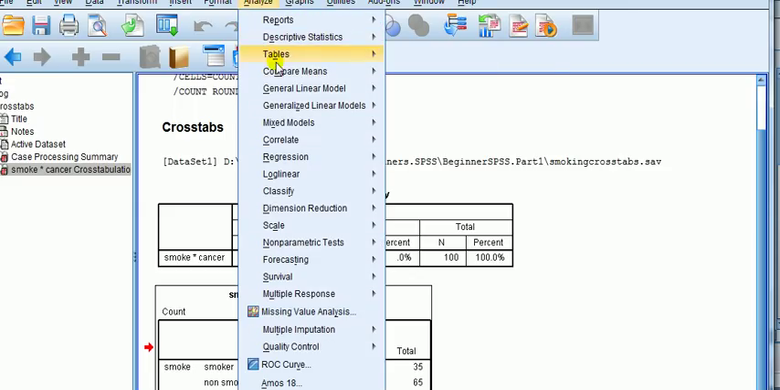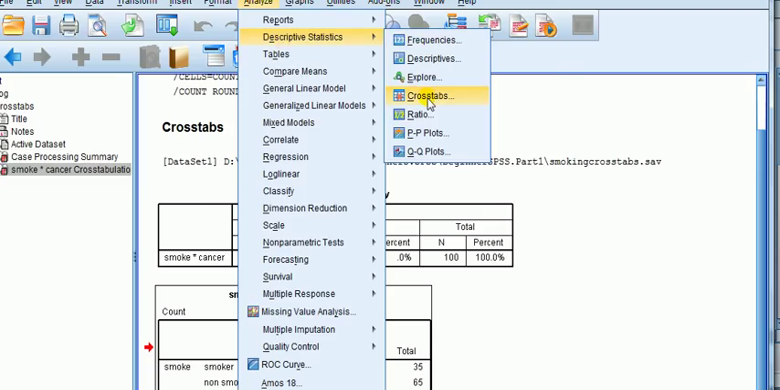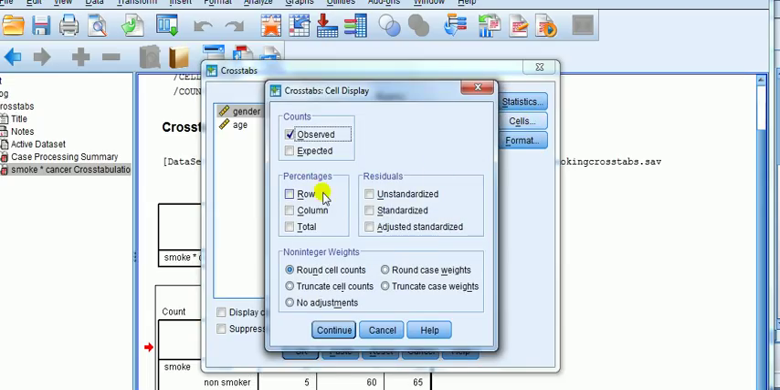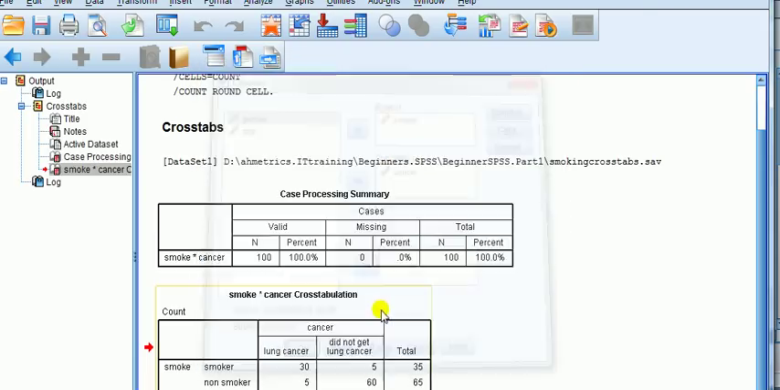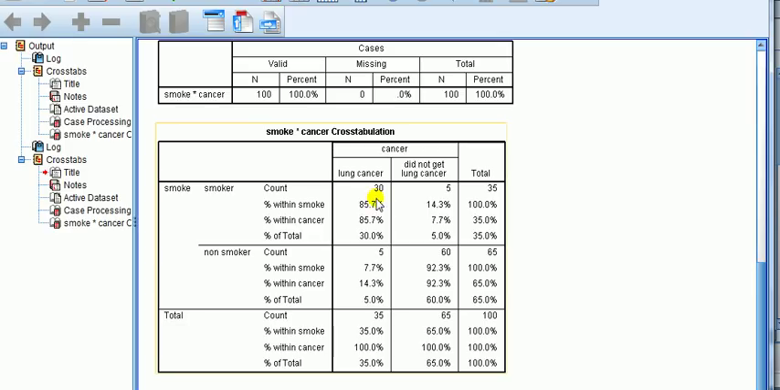go to Analyze. Again, where is it? Descriptive Stats, Crosstabs. And now we click on Cells, Percentages. Let's get row, column, total. And OK. Now a slightly bigger table, but you can see it's the same as the first one because you still got the numbers there. Look, lung cancer smokers 30, 5, 60, those numbers are still there, but now we've got percentages.